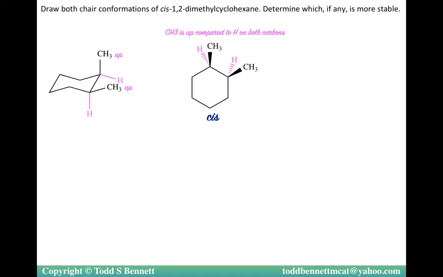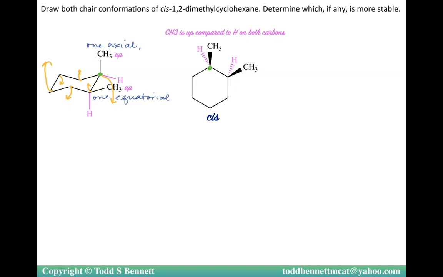Okay, so again, this carbon is going to come down. This one's going to go up a little. This one's going to go down a little. This goes to point up. It's down a little and up a little. So when we ring flip it, this one, which I'm going to identify in green, is this carbon. It's got to be up. So let me go ahead and write this in. One axial, one equatorial. Perfect.